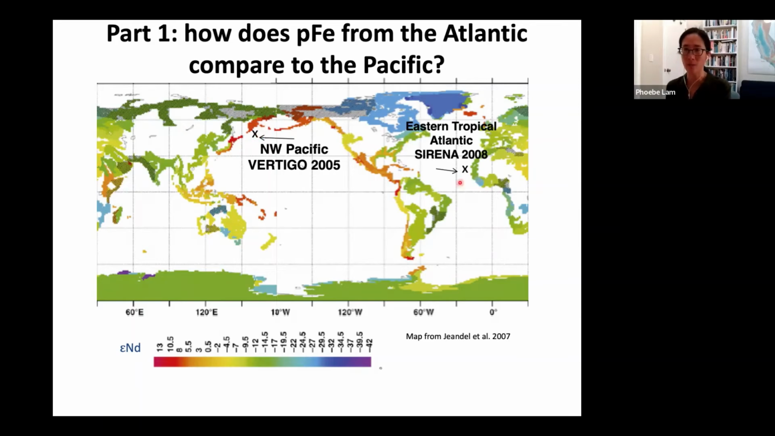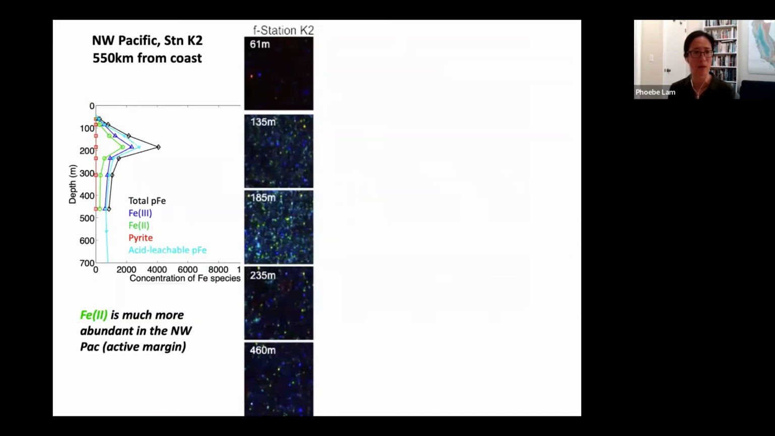So I wanted to go to a very different margin, and this is now off the coast of Africa. This is not volcanic. It's very weathered, very old, with lots of iron 3 material. Just a reality check: what do we see there? Here, just to remind you, on the left is the Pacific profile that I just showed you. In black is the total particulate iron, and in dark blue is the iron 3. In green is the iron 2, and red is pyrite. So you see pretty much a 50-50 mix of iron 2 and iron 3.